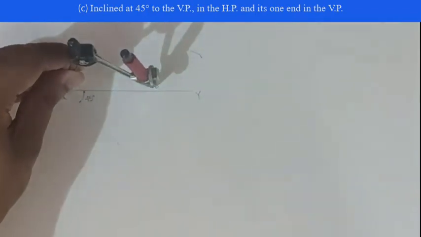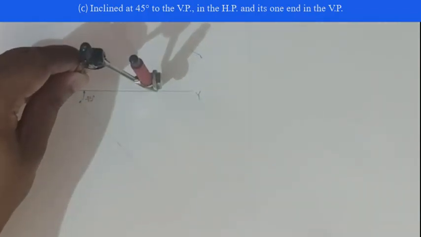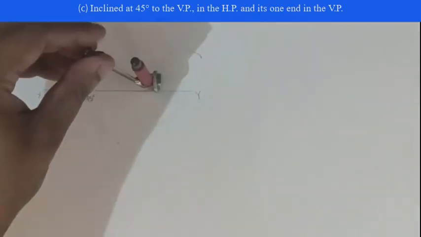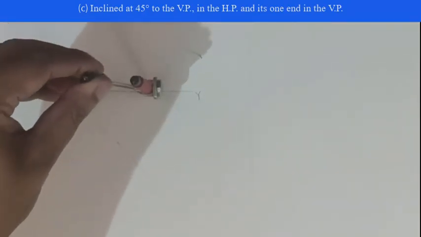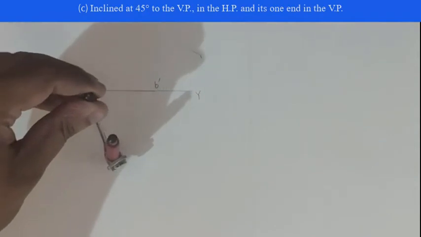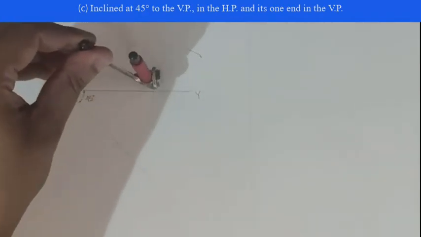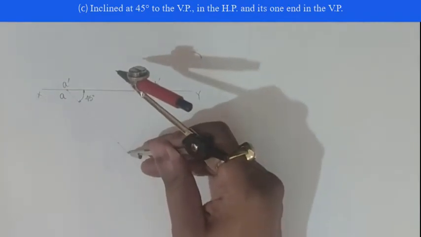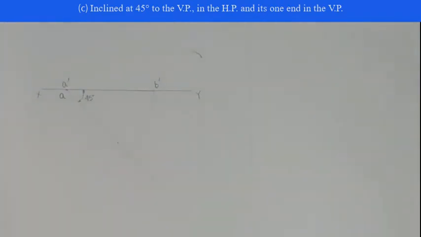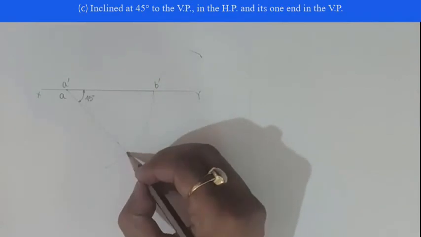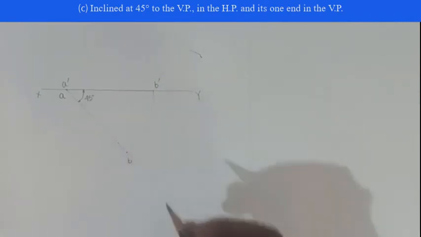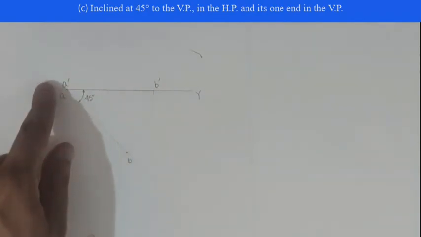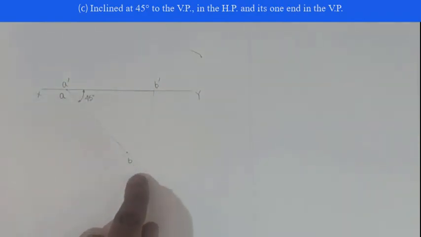We will first draw this 45 degree line, then with the help of your compass, take A as center and radius equal to 60, that is radius equal to A dash B dash, you draw an arc. So this arc will intersect the previous line at a point. So this point, I have marked this point to be B. So AB is what? This is the top view of the line.